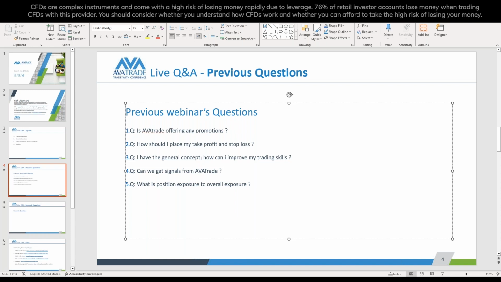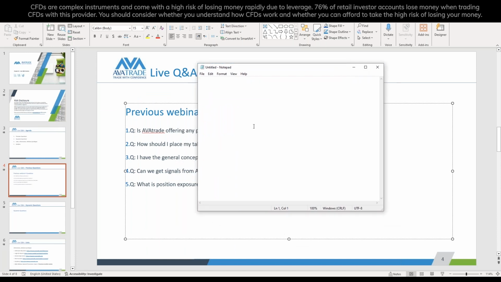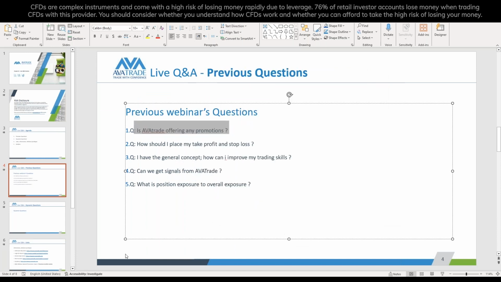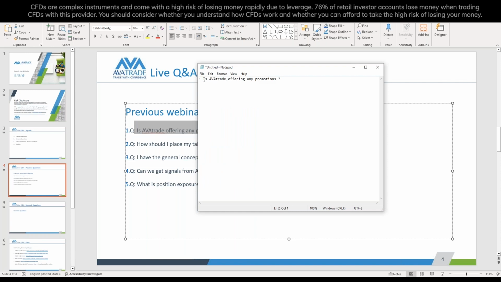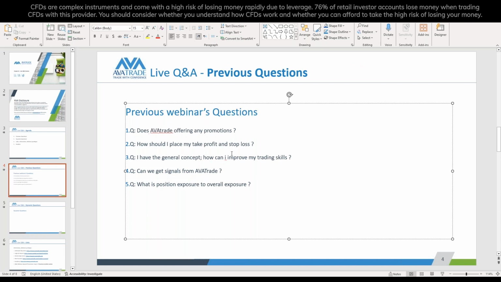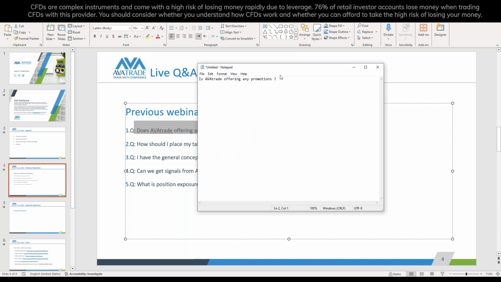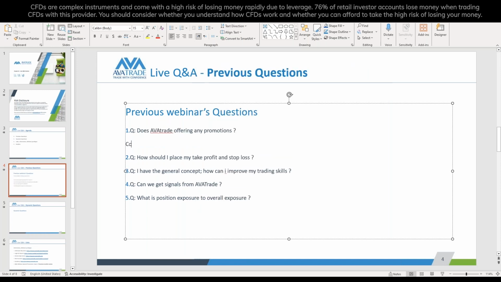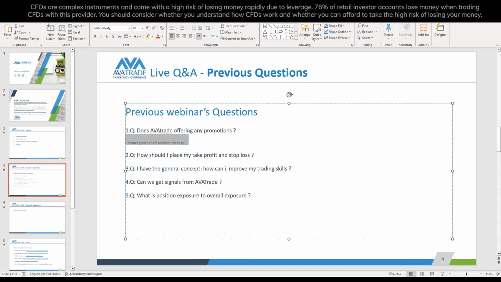We are also going to drag down here the notepad. We're simply going to paste the question here. Perhaps this should be this way, right? So, is AvaTrade offering any promotions? Right, so the answer is, as far as I'm concerned, there are some promotions, but I'm going to write down right here: contact your senior account manager to check if there is a promotion, and if we have a promotion, if you can qualify.